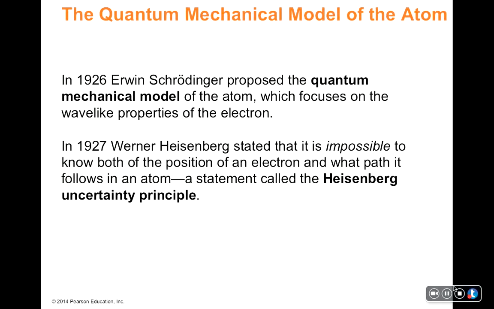And Heisenberg in 1927, shortly thereafter, stated that it was impossible to know both the position of an electron and what path it follows. This is known as the Heisenberg uncertainty principle. It doesn't mean that we don't know information about those electrons. It's just that it's impossible to determine both things at the same time. What this actually means is that the way we would determine the position of an electron is to modify it in some way, and so in that case we would change its path. That's the gist of why we can't know both things at the same time.